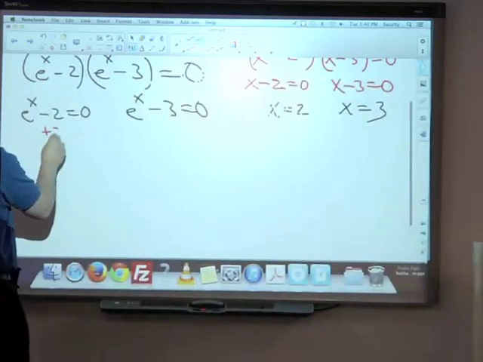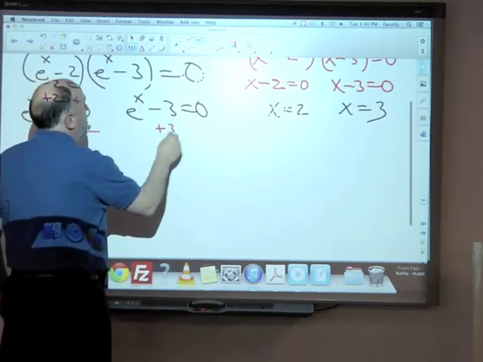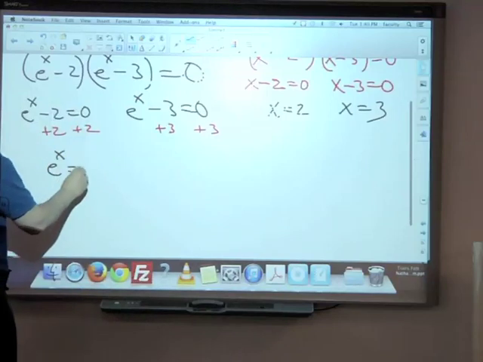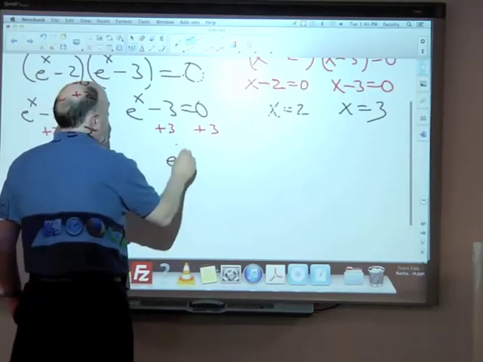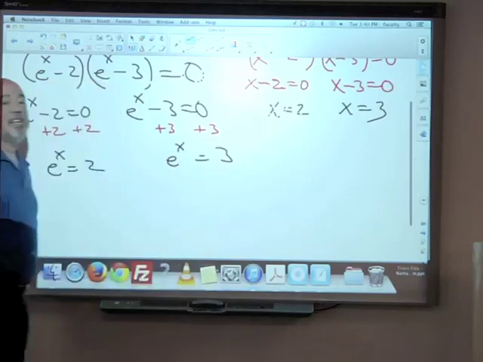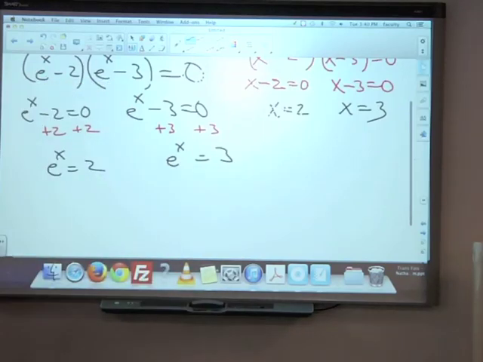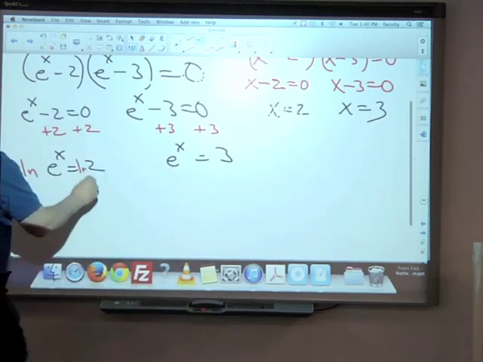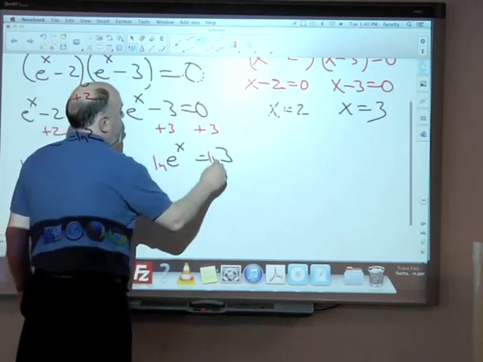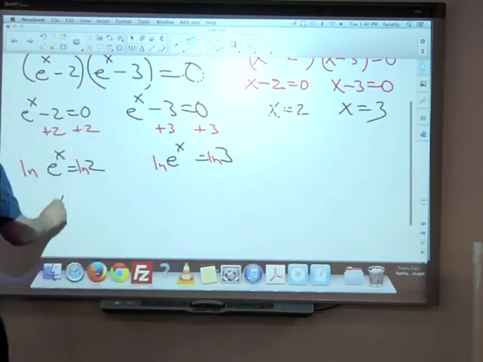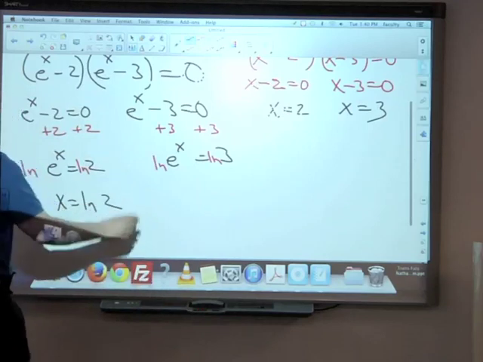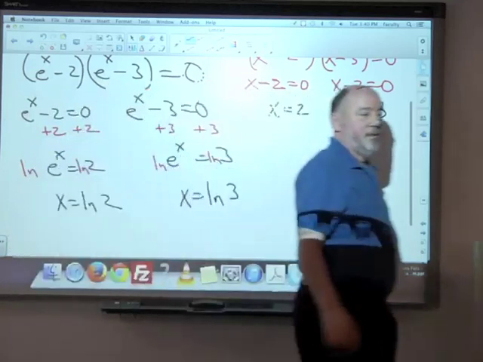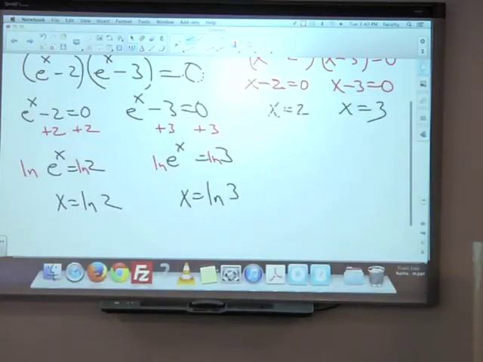So we're going to bring the 2 over, and we're going to bring the 3 over. So e to the x could equal 2. E to the x could equal 3. What's the opposite of e to the x? Natural log. So ln, and so x is going to be the natural log of 2, whatever that is, and then x would be the natural log of 3. Right? So those ones are called quadratic in form.